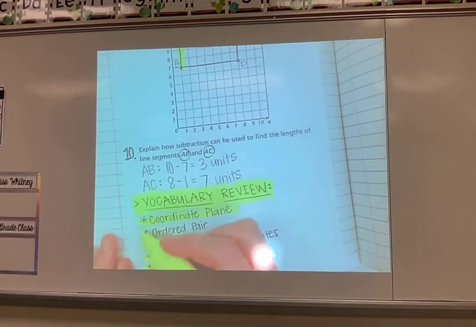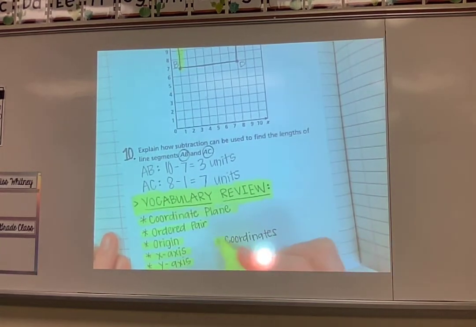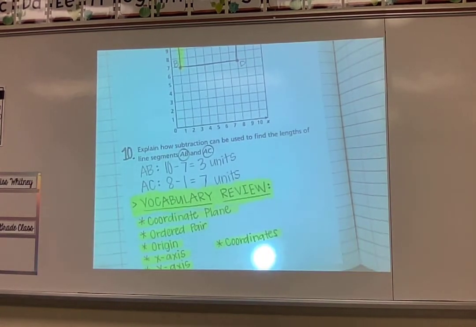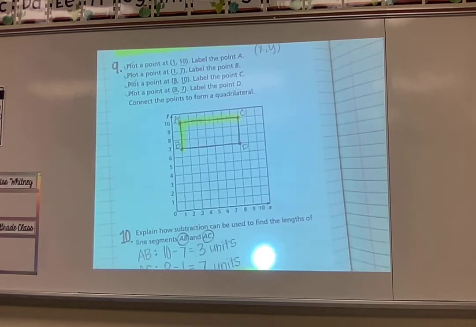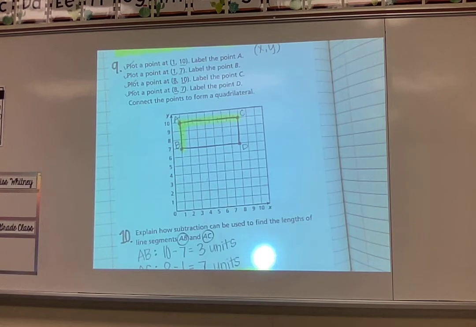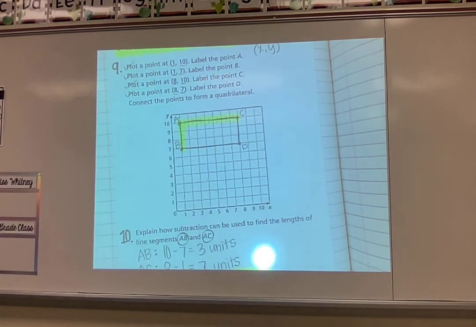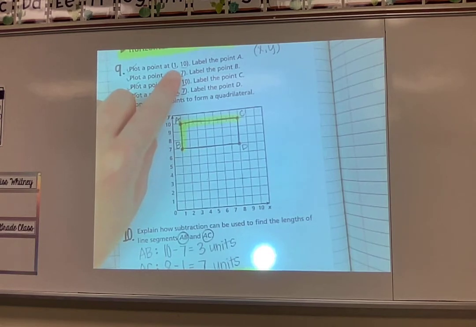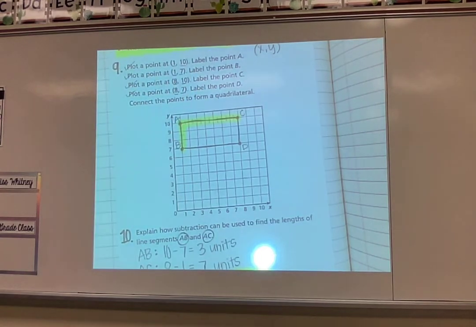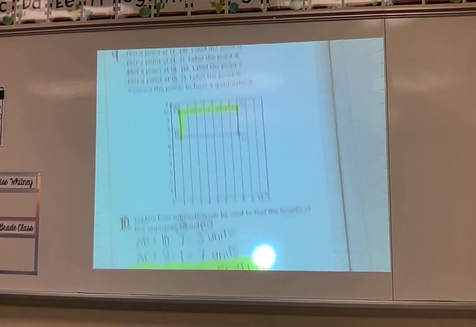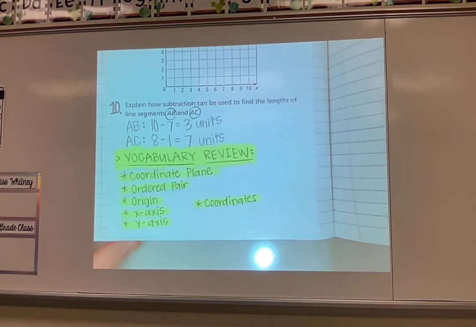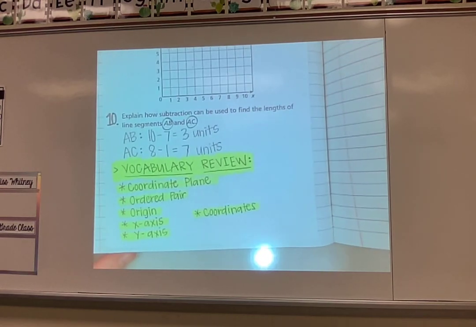And then remember, ordered pair and coordinates mean the same thing. They go together. An ordered pair or the coordinates tells me where a point is on the graph. So like 1, 10 is an ordered pair, or those are the coordinates. This is the x coordinate. It tells me where to go on the x part of the graph. And then this is the y coordinate, which tells me where to go for the y part of the graph. So all of those words are super duper important as we continue talking about coordinate planes and using them to graph.